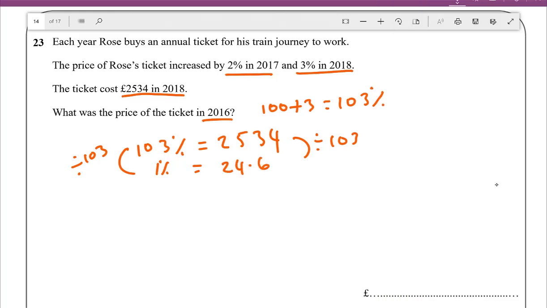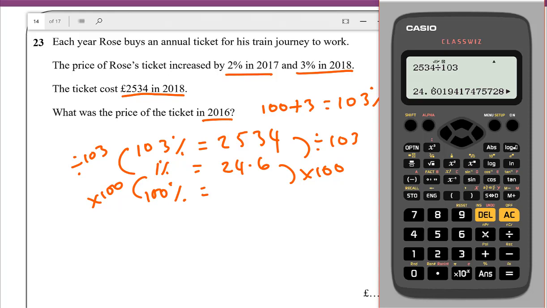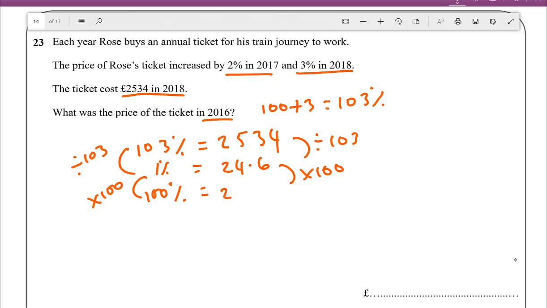And then we find 100%, so we times it by 100. So we have to times this by 100 as well. So that gives us 100% here, and then we times it by 100, and that gives us an answer of 2,460 pounds and 19 pence.